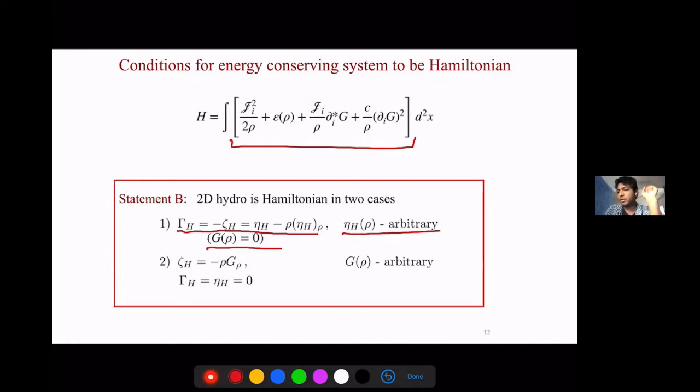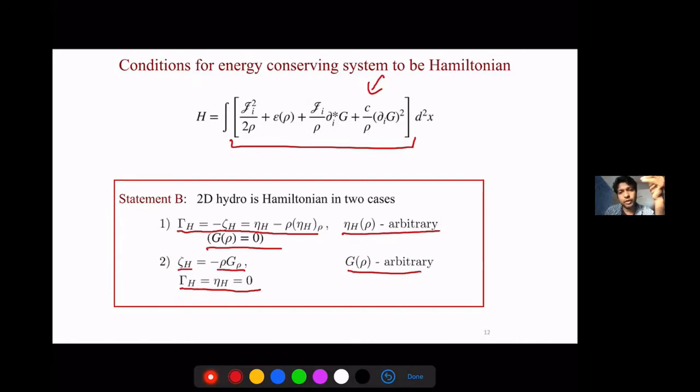And then the second case is even more restrictive. The only case where the second energy conserving situation is Hamiltonian is when gamma h equals zeta h equals 0, and then you only have this odd pressure term parameterized by this function g. So you can rewrite this g in terms of zeta and then express the Hamiltonian in terms of transport coefficients as well. And this g function is arbitrary, and hence zeta h odd pressure is arbitrary.